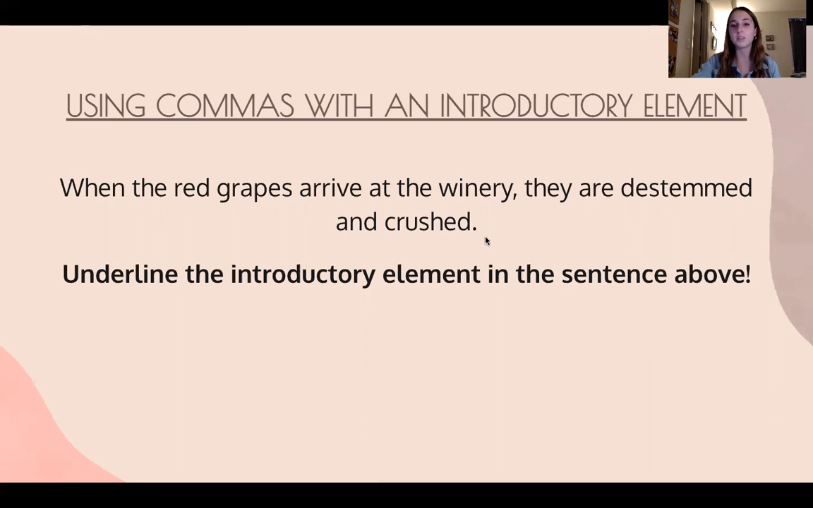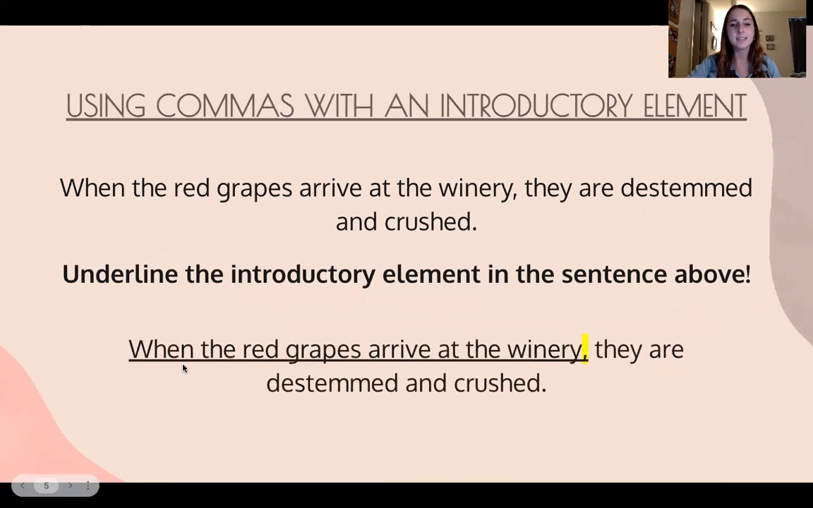So our main clause is right here. They are destemmed and crushed. And our introductory element is the first part. So, when red grapes arrive at the winery. You'll notice that this can't stand on its own alone. It's not a complete sentence. So it needs to attach to the main clause. And the way we attach both thoughts is with the comma. So we need that comma to attach our independent main clause to the introductory element to form a complete sentence.